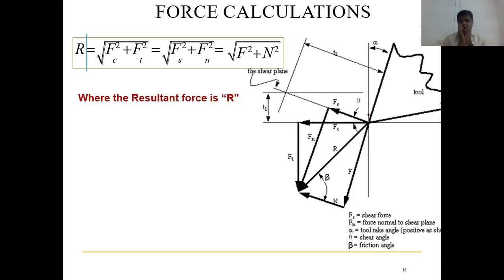In this merchant circle, you have different angles. By using these different angles, you can find the different forces. If you're good in trigonometry, here you have three different triangles. One triangle is this, which consists of the cutting force FC as well as the thrust force, and the second one is this one, for which I will just change the color.